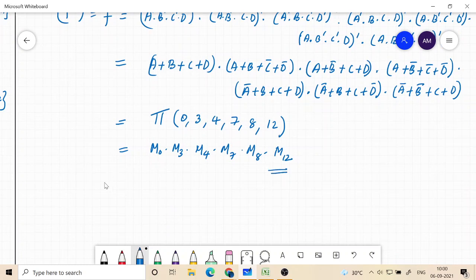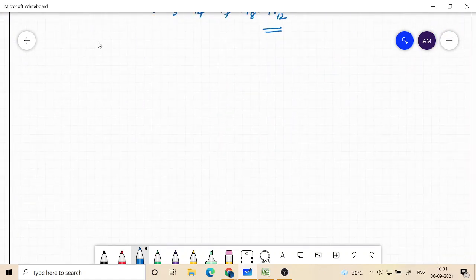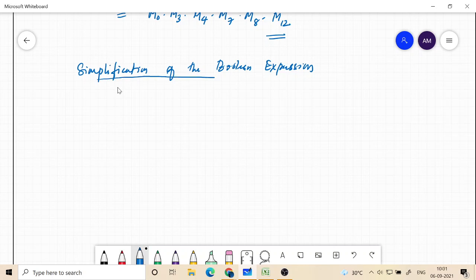Okay, so now next thing we would like to look at is, is it the only way to represent? Is there any alternate way of representing the given Boolean function? It turns out that yes, there are more ways you can represent the Boolean function. What we can do is basically simplification of the Boolean expression. That means we can write down a simpler expression compared to what we wrote down earlier.